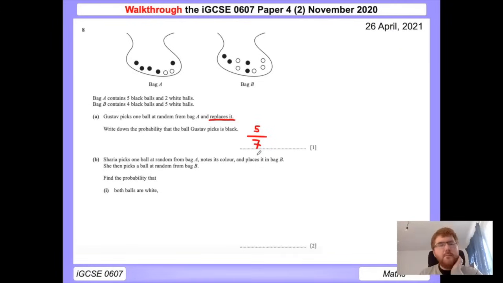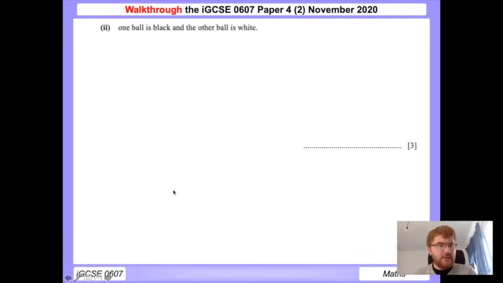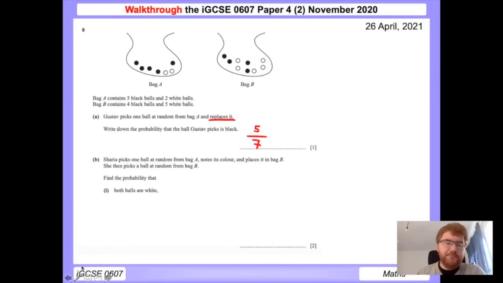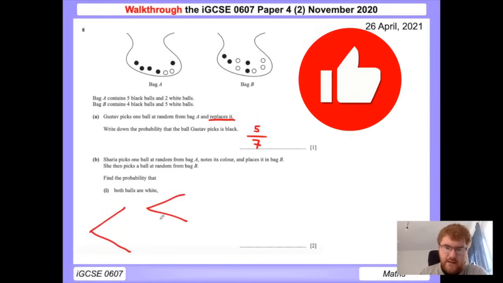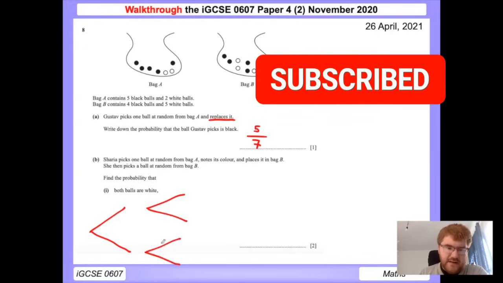And Sharia picks 1 ball at random from bag A, notes its colour and places it in bag B. Interesting. And then picks a ball at random from bag B. So I think this is a 2-part question. Both balls are white and then 1 of each, I think. Yeah, exactly. So if I was to do a question like this, I would certainly draw a tree diagram. It will make your life a lot easier for just working out the answers that we need.